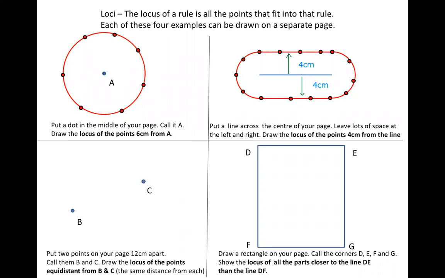Sir, can you explain again what locus is? Well, locus just basically means there is a rule, and you want to find possible points that adhere to that rule. So in this case, for number 3, I have these 2 points, B and C, that are 12 cm apart, and I want possible points that are the same distance from each other. So the distance between B and that point is the same as C from that point. So what would that mean? Where would the point be?